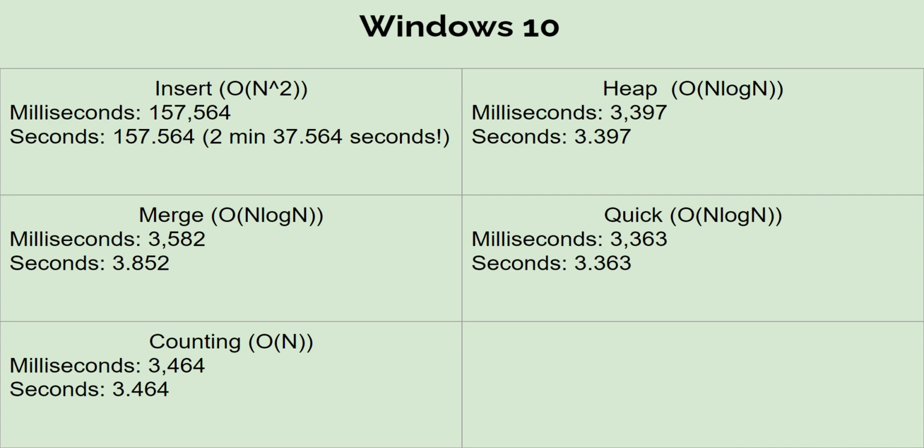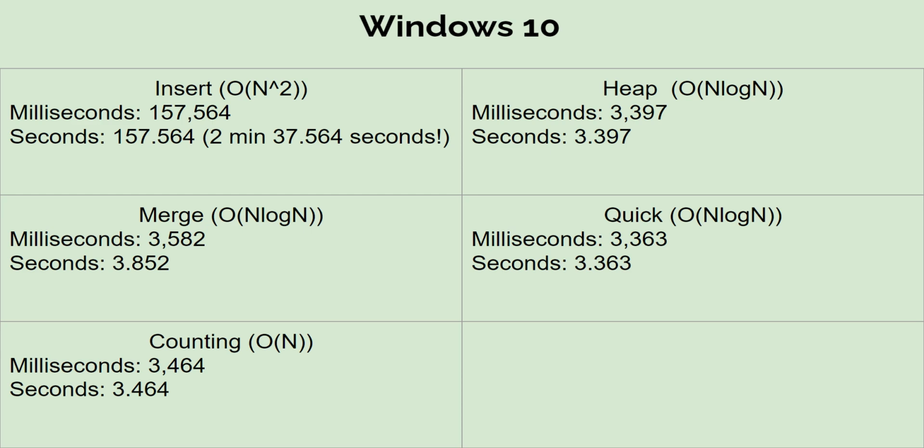We also tried this on Windows 10, and it was kind of surprising to see this here. So insertion sort was pretty similar at 157,000 milliseconds, so 157 seconds, 2.5 minutes. The heap sort, quick sort, merge sort, and counting sort were more than triple the length of time here. So 3,397, 3,582, 3,363, and 3,464 milliseconds for all of those. Again, counting sort still not being faster than quicksort.